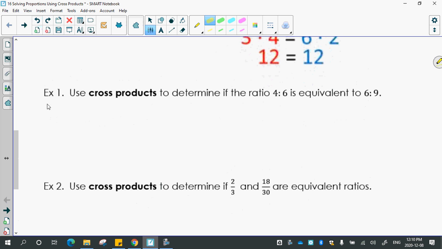Okay, so here's our first question. Use cross products to determine if these ratios are equal. So you're going to take your first one and write it as a fraction, 4/6. And we'll assume they're equal for now. We may have to put a line through the equal sign, but let's start off by assuming they're equal. 6/9.